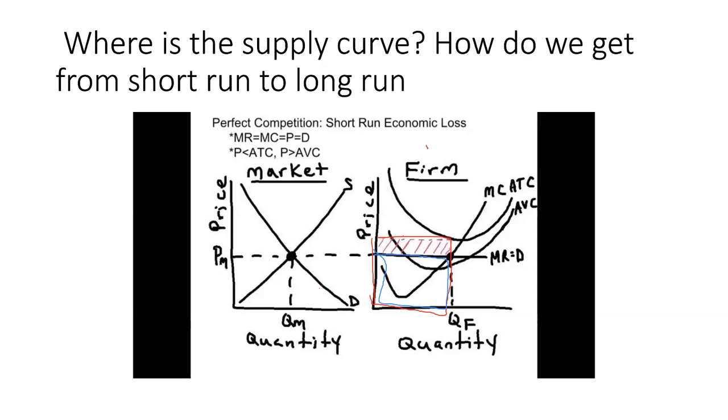Peter, in this example, are we in the short or long run? Short. How do you know that? We're losing money. If we're losing money, a firm's going to enter or exit. If firms exit, how am I going to show that graphically? Firms are going to exit. I'm looking to get back to zero economic profit, right? And as Peter said, my supply curve is going to go left. Peter, now am I in the short or long run? I'm at the long run.